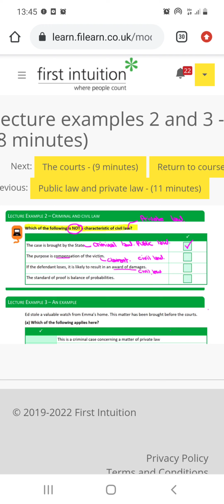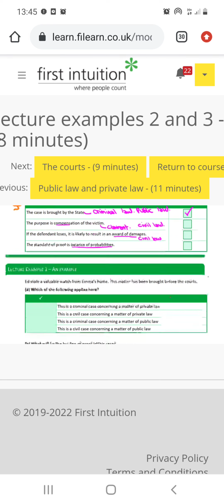And the final one here, the standard proof is balance of probabilities. Well, remembering back to our table, a balance of probabilities is in civil law, in private law. With criminal law and public law, we're having to prove beyond reasonable doubt. So here, with the balance of probabilities, think about our scales tipping one way or another way.